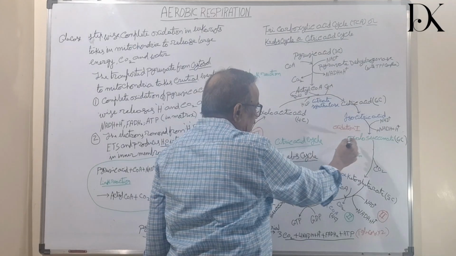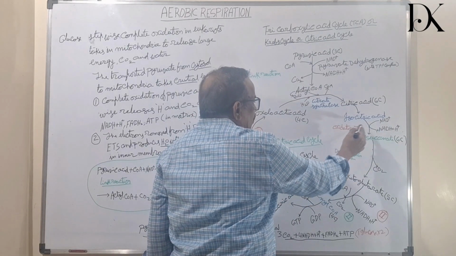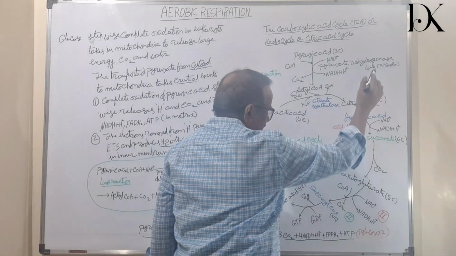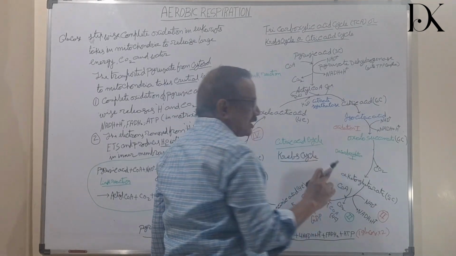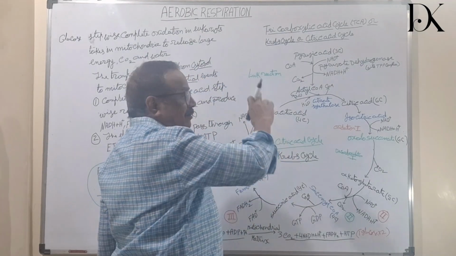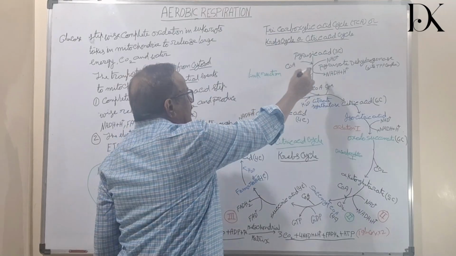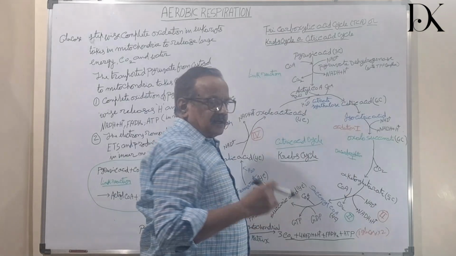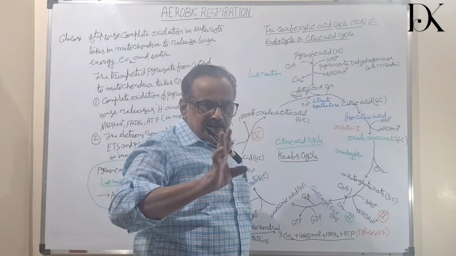Next, for the 6-carbon compound oxalosuccinate, one NAD plus will be converted into NADH plus H plus. This is the first oxidation in the Krebs cycle, in the matrix. In the Krebs cycle, first oxidation. Like that you have to remember. If you practice it, it will be good.